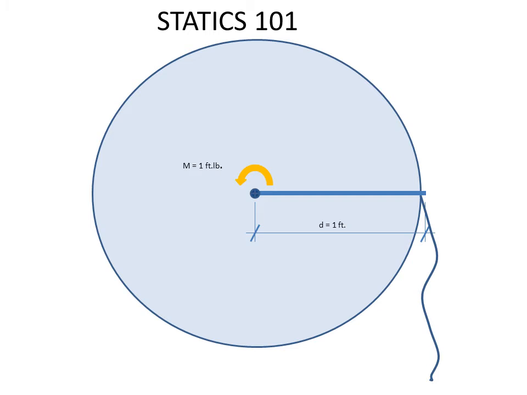Here we have a roll of toilet paper. For illustrative purposes, I've superimposed the free body diagram onto the roll of toilet paper. As you can see, we have the 1 foot long lever arm, and we have the moment in the center of 1 foot-pound in the negative direction. This could be considered the friction of the wheel as you pull it in a downward direction on the paper.